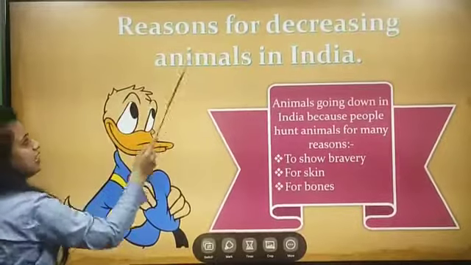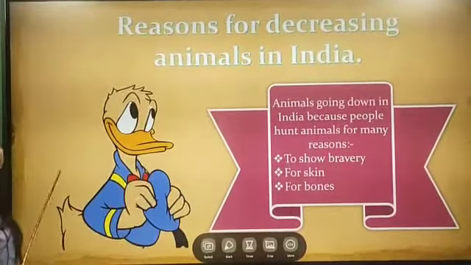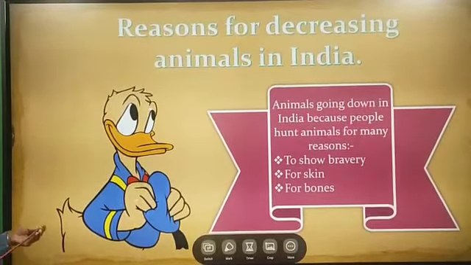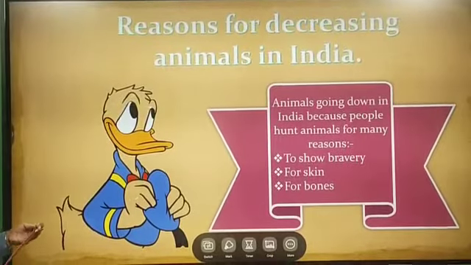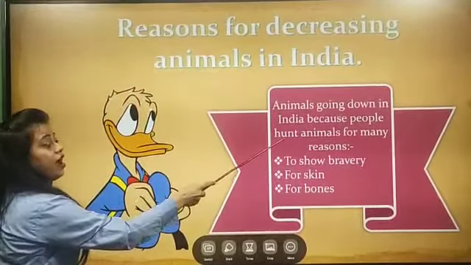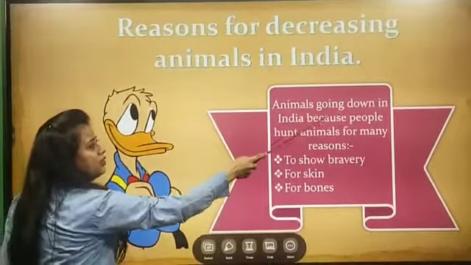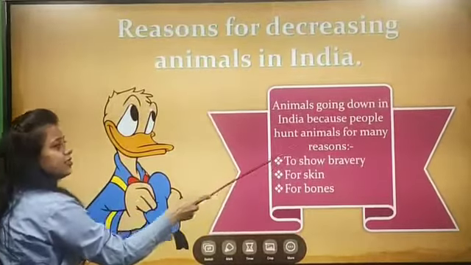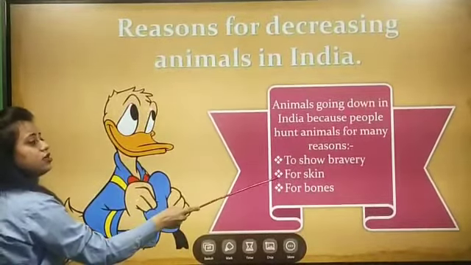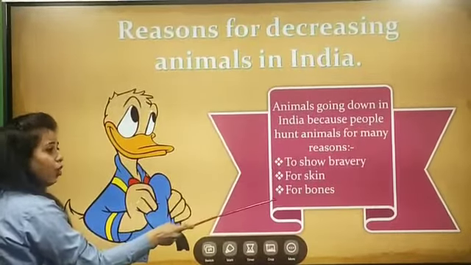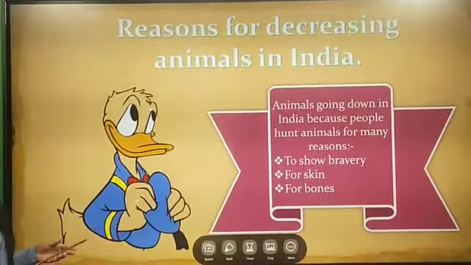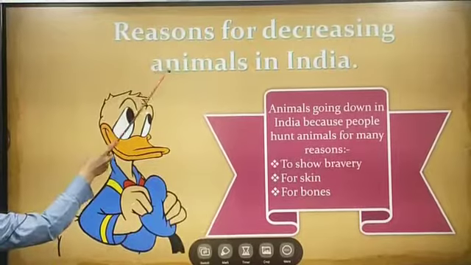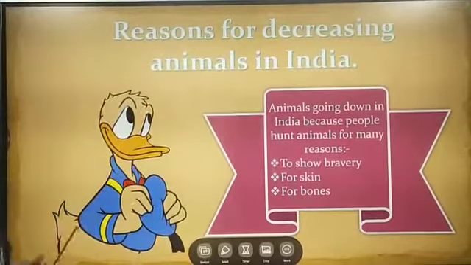Reasons for decreasing animals in India. Why are you thinking like that? Animals are decreasing day by day. What are the reasons? If you remember, it is because of our hunting. Animals are going down in India because people hunt animals for many reasons: to show bravery, for their skin, for their bones. So these are the points which we should remember and know why the animals are decreasing in India day by day.